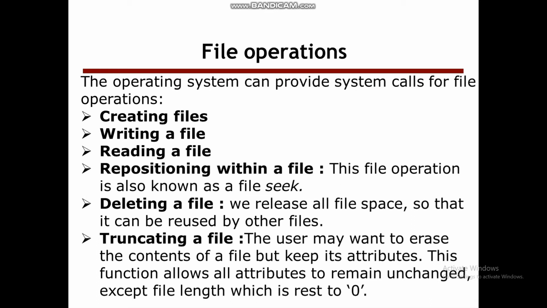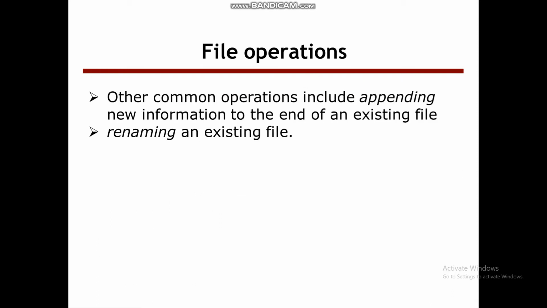And normally in our database systems, truncate is commonly used as it is processing fast. This truncating a file function allows all attributes to remain unchanged except the file length, which is reset to 0. Then other common operations include appending to a file, that is, adding new information to the end of an existing file. Then renaming an existing file. All these are additional operations that can be done on a file.